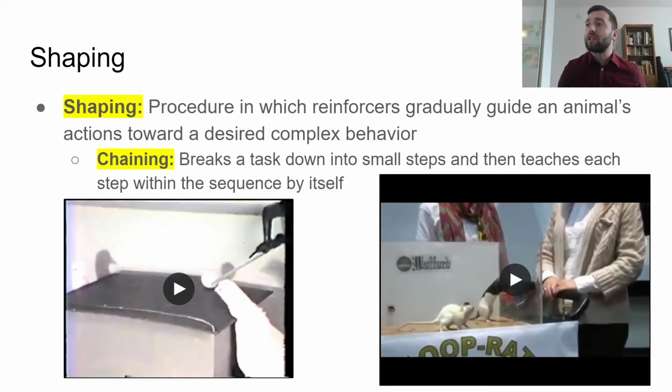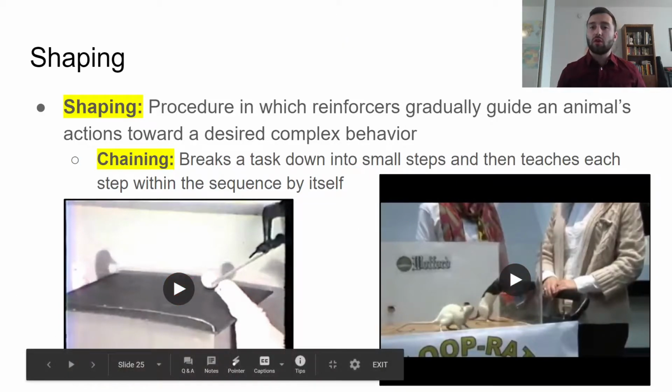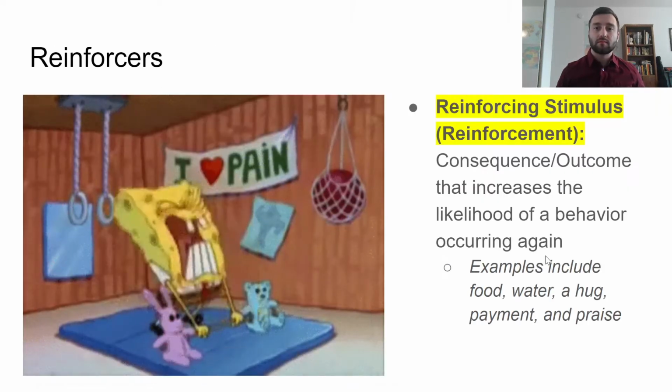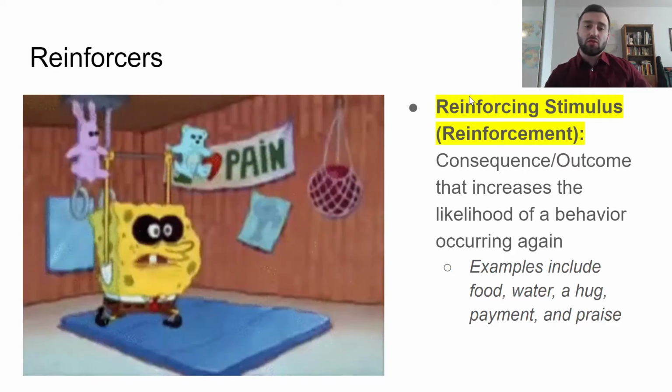We'll watch these two videos in class. We're just going to look at examples of how we can use shaping and chaining in animals to get them to do complex tasks that maybe wouldn't seem like they would be able to do. So that's going to get us to reinforcers.